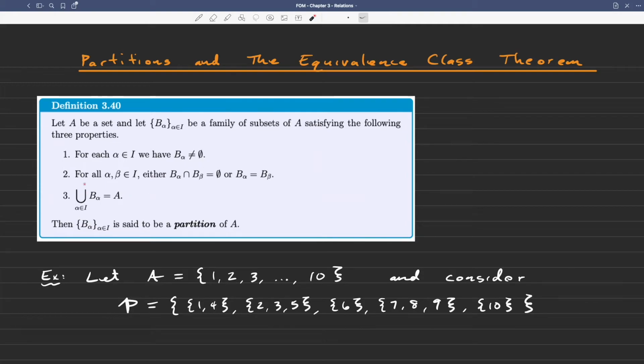The second thing is that if you look at any two of the sets in our collection of B alphas, they're either really the same thing or they're completely disjoint from one another. And then thirdly, when you union up all those partitioning sets, you should get back the whole set that those B alphas are subsets of. So if you have these three properties satisfied, you've got what's called a partition of the set A.